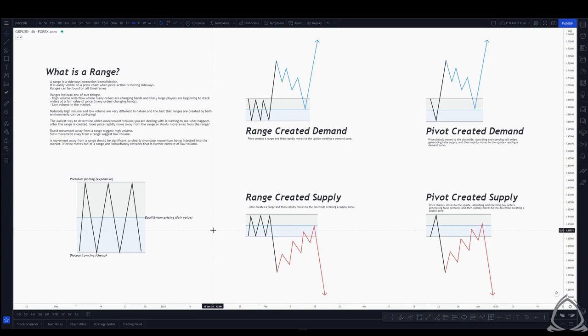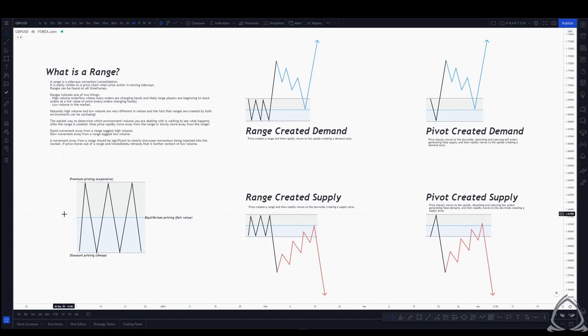If price moves out of that range and then immediately retraces, that's a further context of low volume. It might initially look like you have the willingness or an expansion out of that range, but if you don't see a whole lot of follow through and it just quickly comes back, generally speaking, that's a smaller injection of volatility, but not enough commitment to derive a supply or demand zone being created at that particular price point. So here we have an example of a range.